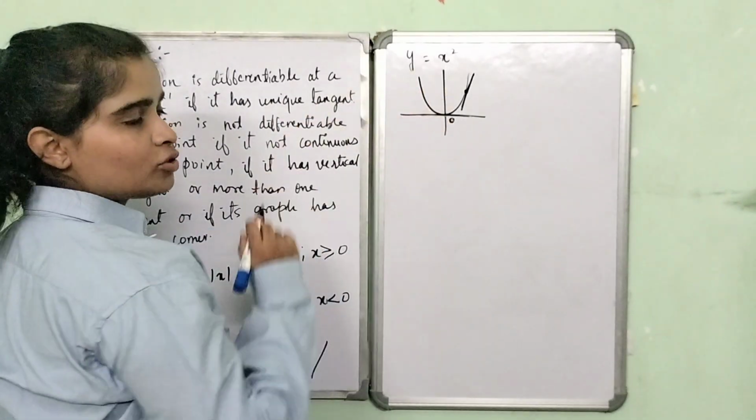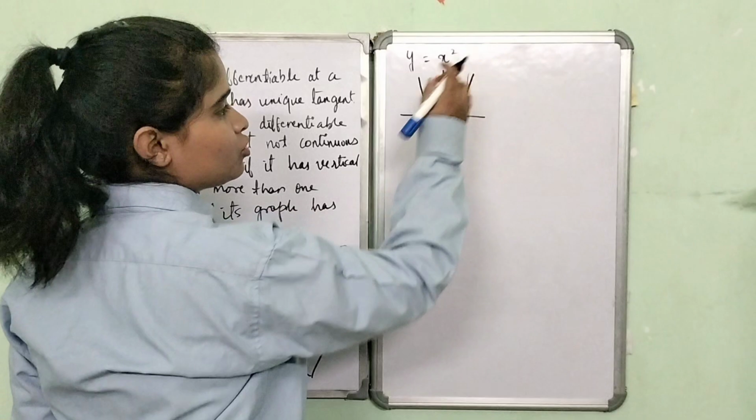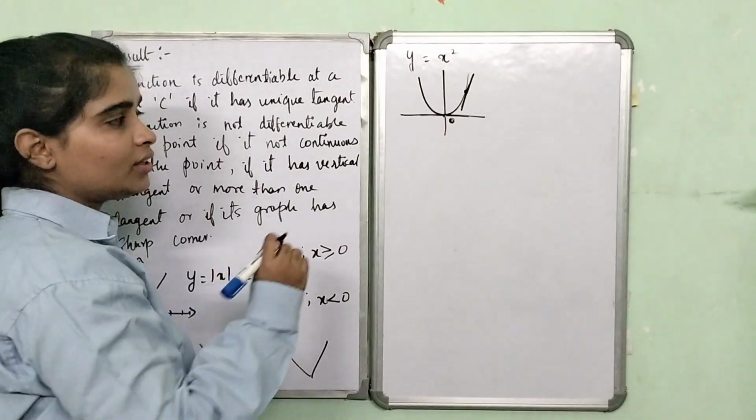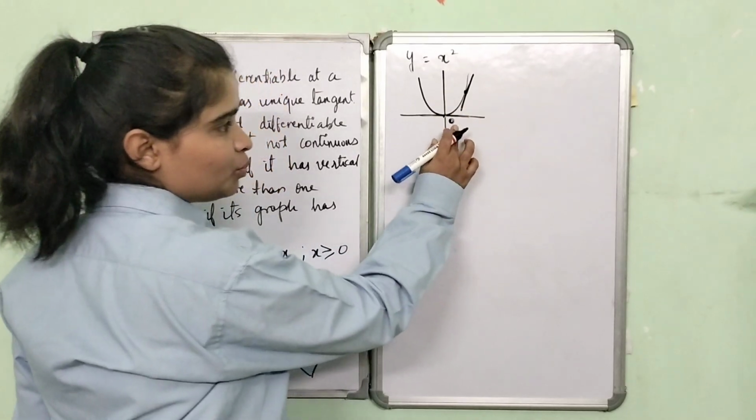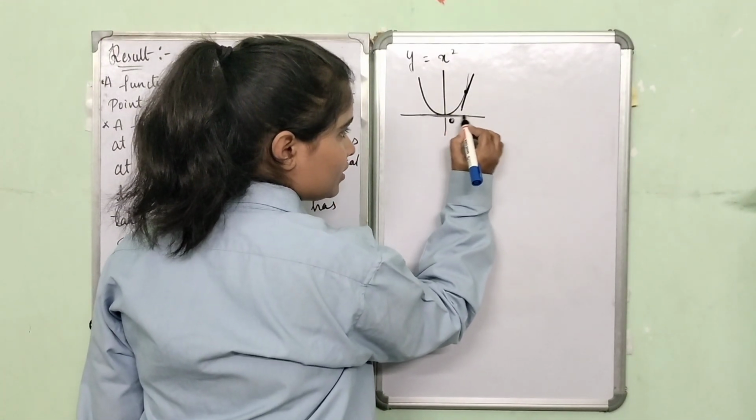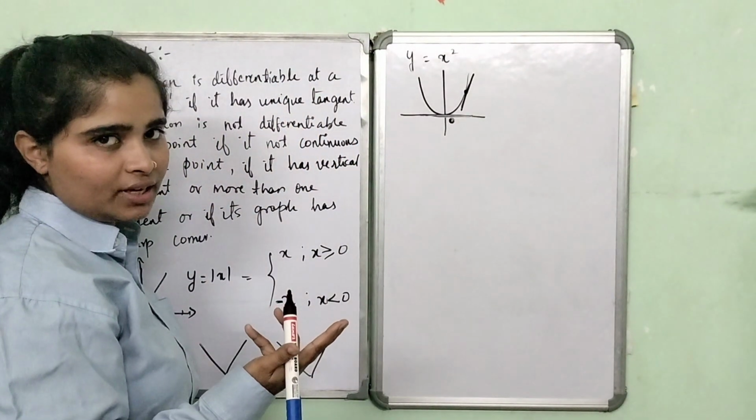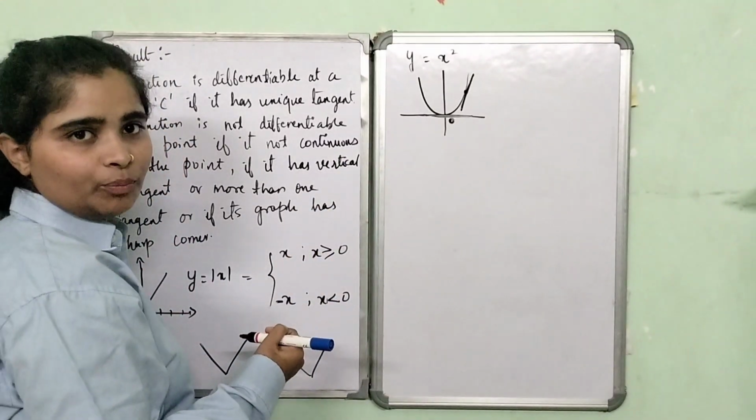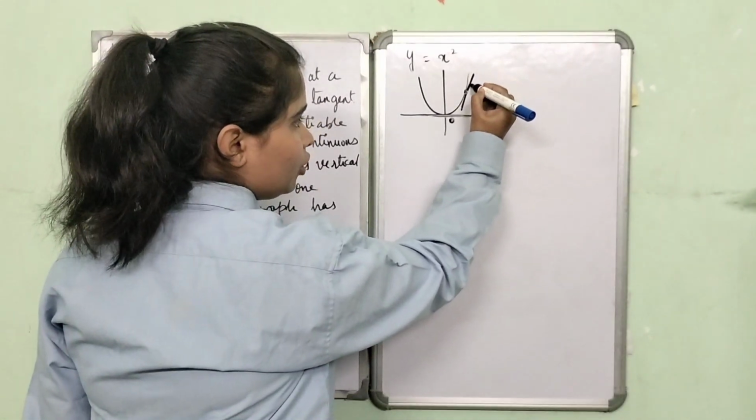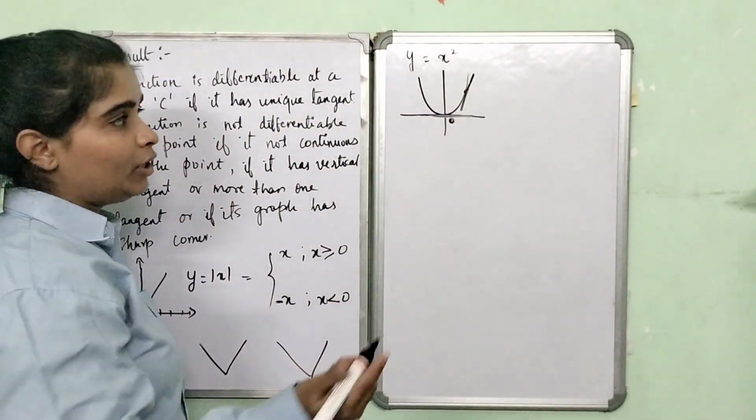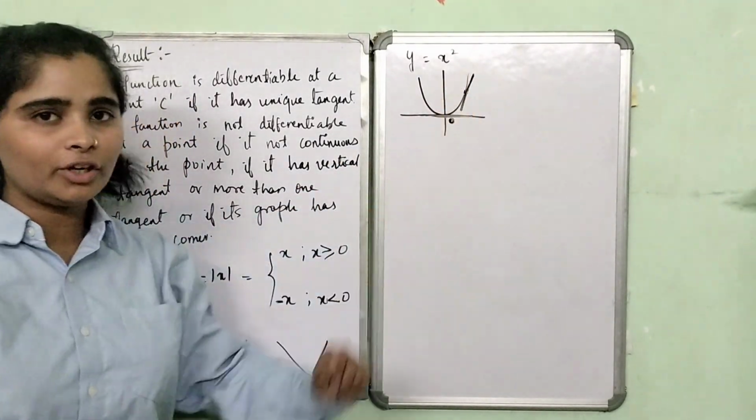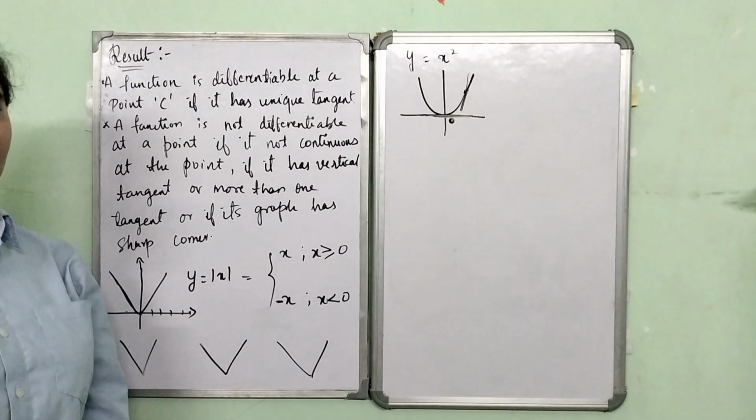Let us consider y is equal to x square. This is the graph of y is equal to x square. Let us consider a point 0. Now if I want to see whether the function is differentiable at this point 0 or not, let's draw a tangent. If the tangent is drawn uniquely at that point, then we say that the function is differentiable at that given point. Again, let us consider any random point of the domain. If I try to draw a tangent at that point, I am able to draw a unique tangent here. Therefore, the function is differentiable at any given point of the domain. Right? So, this is what our first result says.